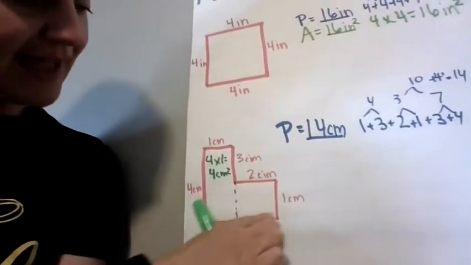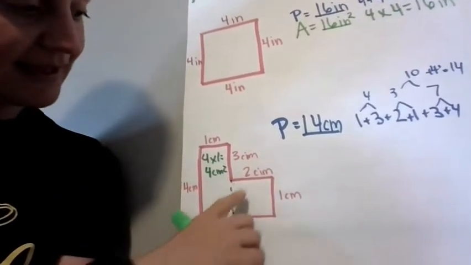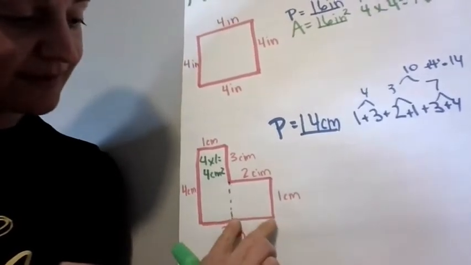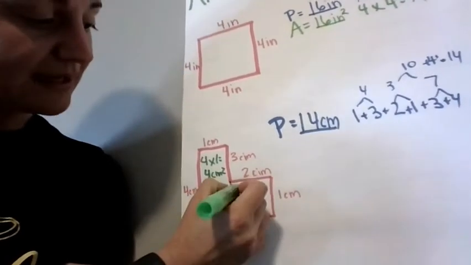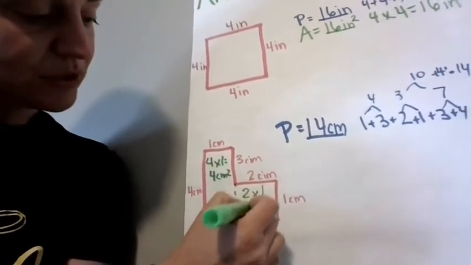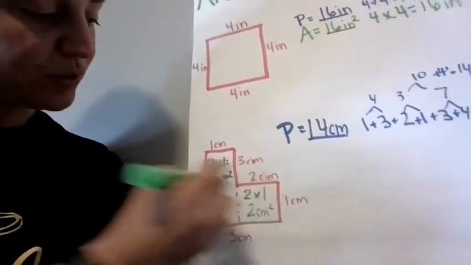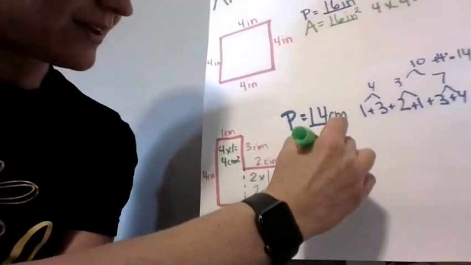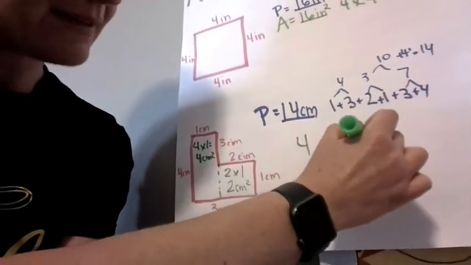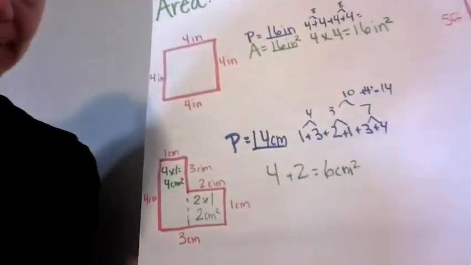And then I'd want to find my area for this one. I see that, well, 3 is for the entire thing. I don't want the entire thing because I just want this piece of it. Oh, that's 2 centimeters times, oh, the side is 1. 2 times 1 is 2 centimeters squared. And then I would add those 2 pieces together to get my entire area of 6 centimeters squared.